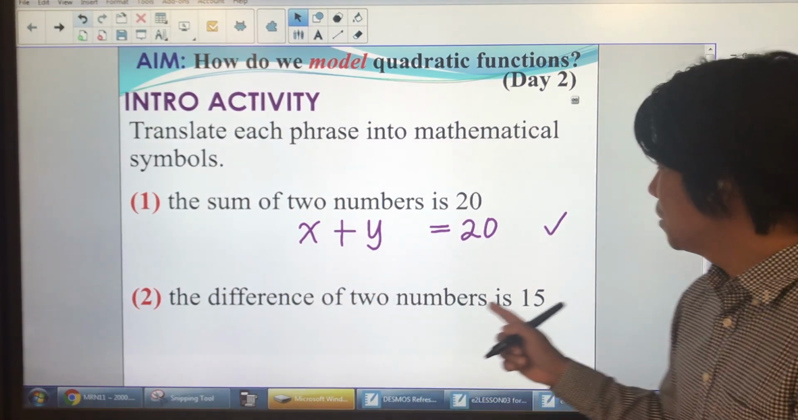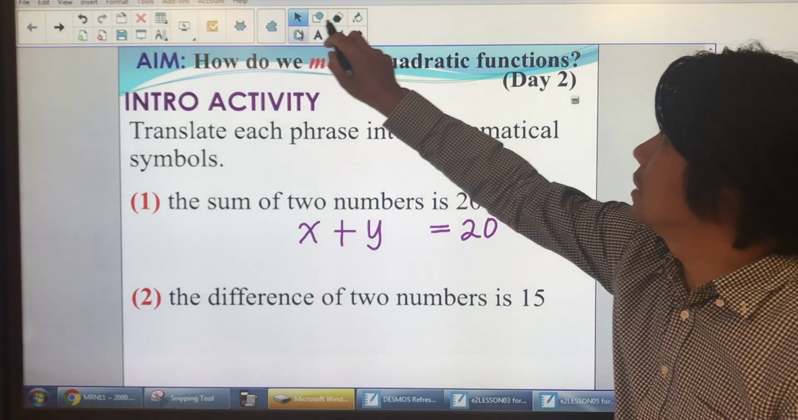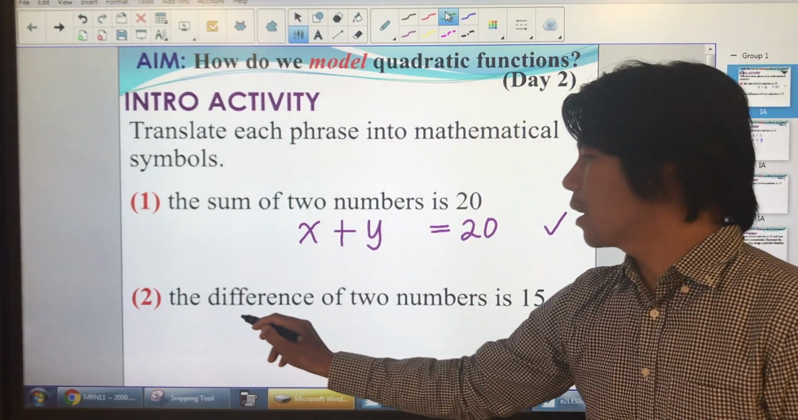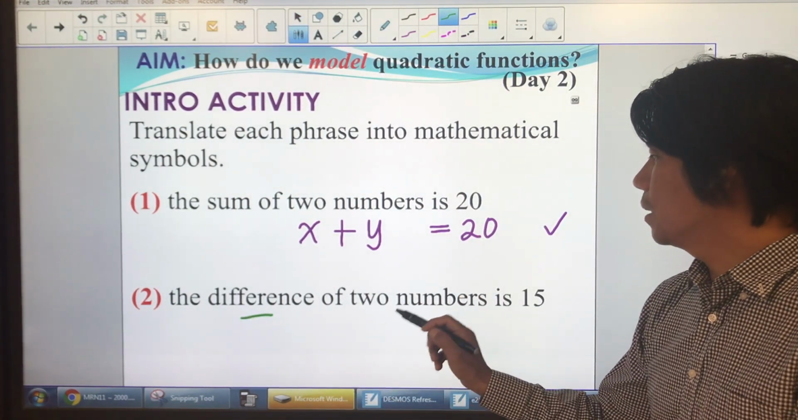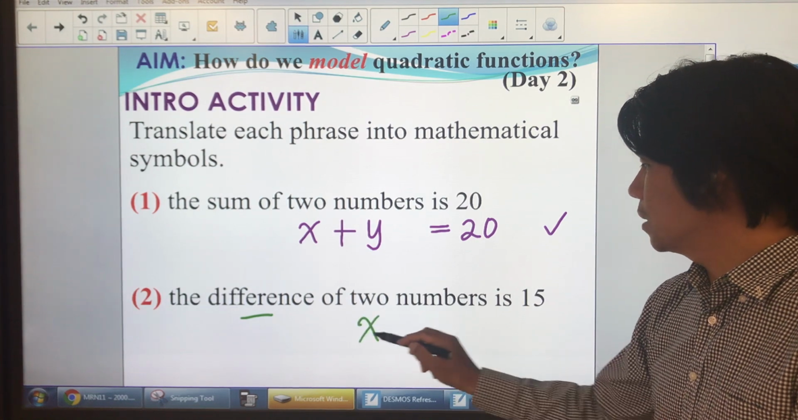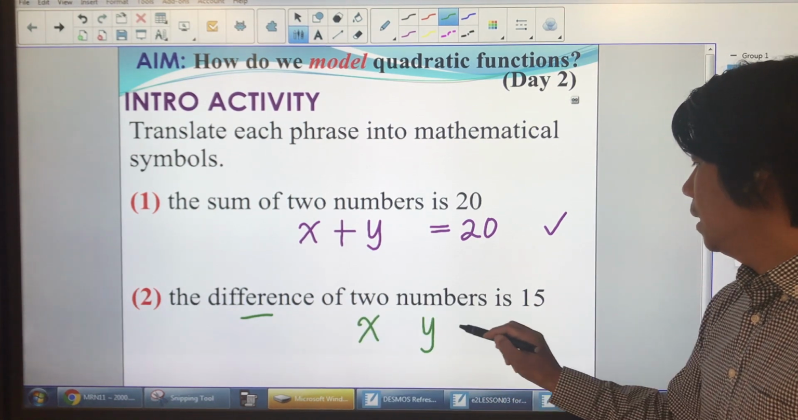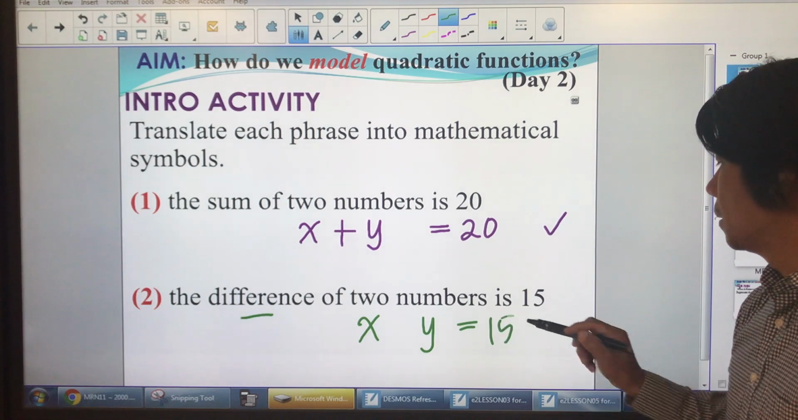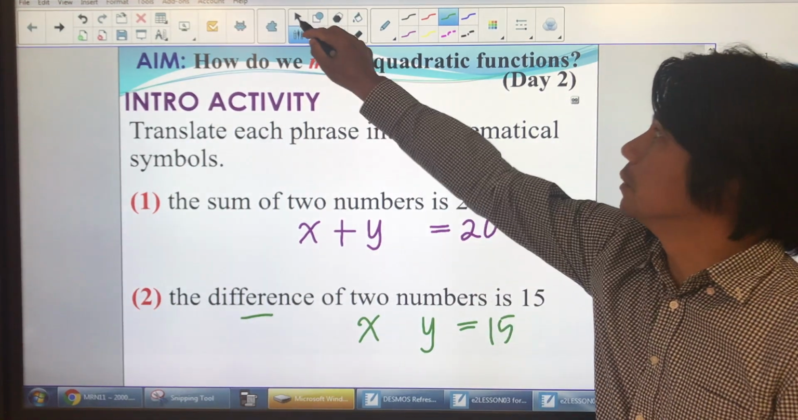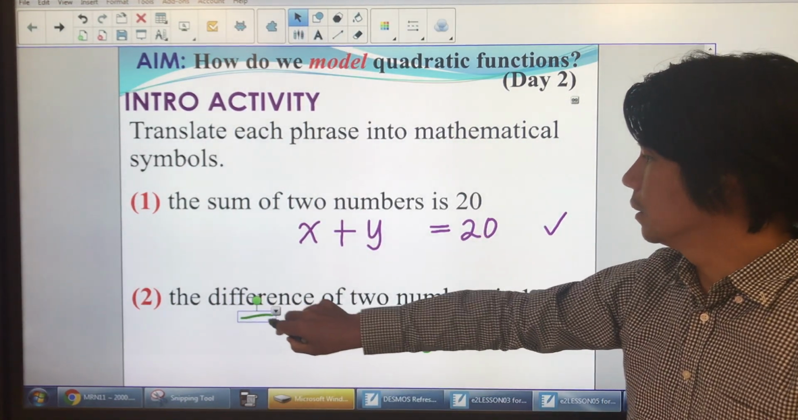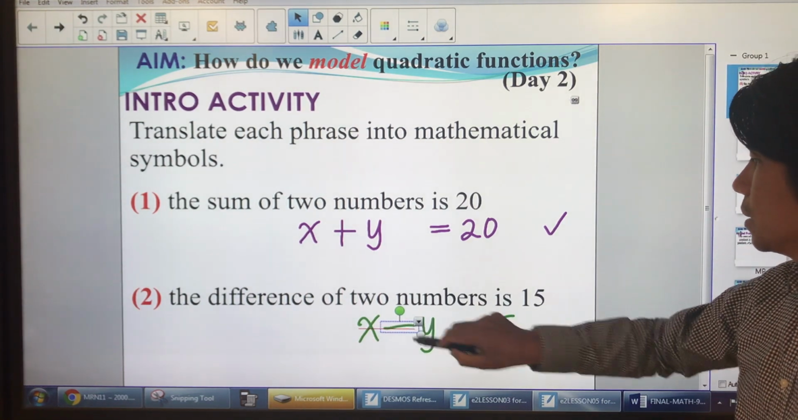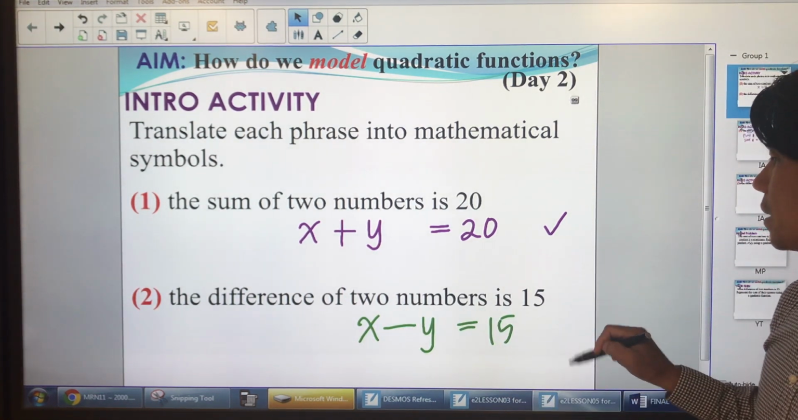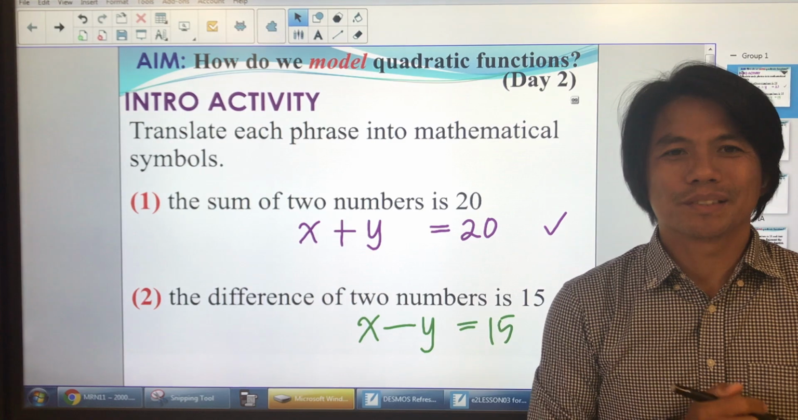Now let's go to the second one. The difference of two numbers is 15. So when you say difference, it's subtraction. We're subtracting what? Two numbers. Let's use x and y also. Is 15. Right? So we just simply bring this minus sign between x and y, and you're finished. That's as simple as that.